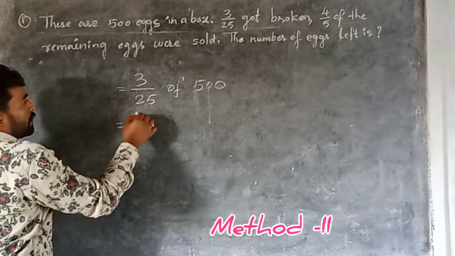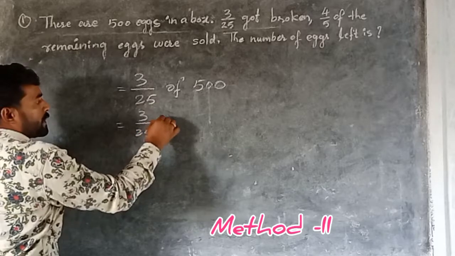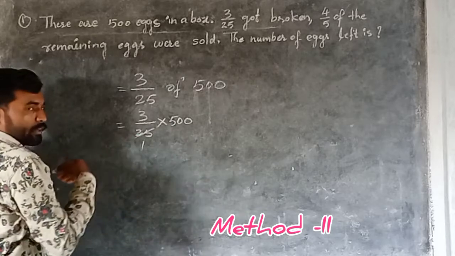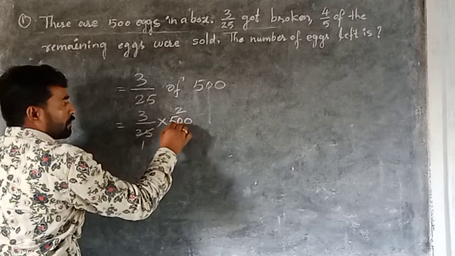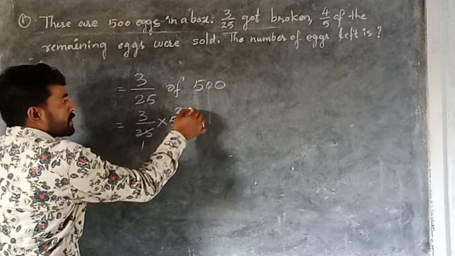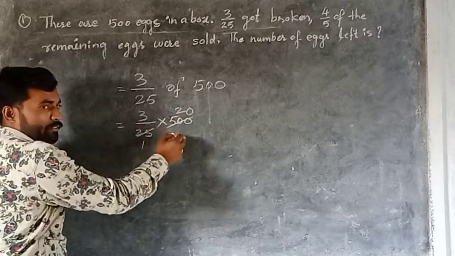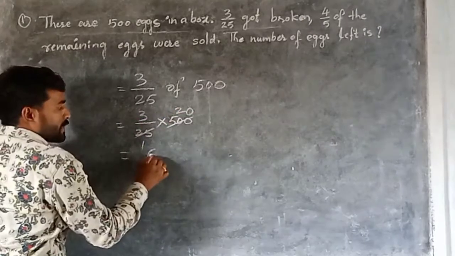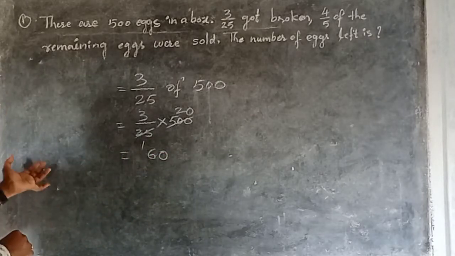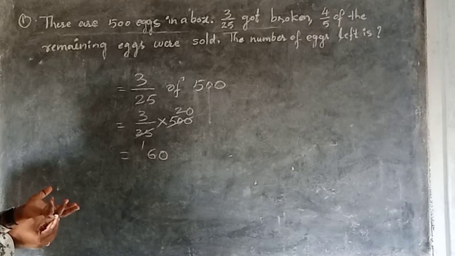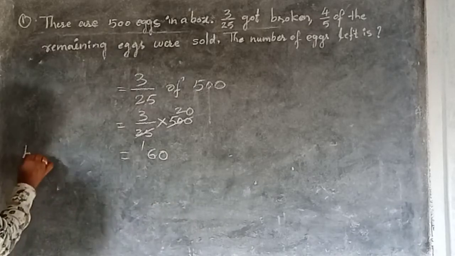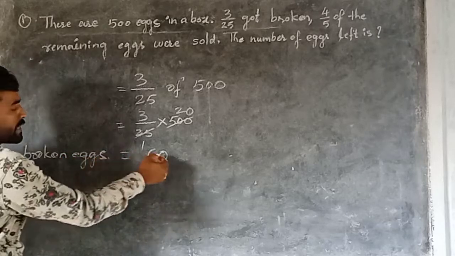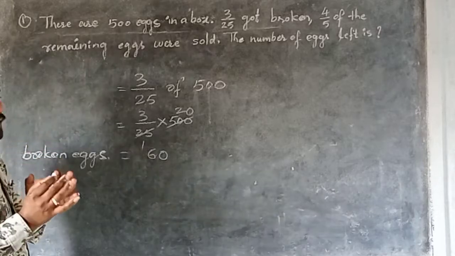Just let's do this. 3 by 25 of means into 500. Look here. 25 ones are 25. 25 twos are 50. 0, 0. That means 25 20s are 500. What do you have left? 3 into 20. 3 20s are 60. Look, 60 eggs were broken. So, broken eggs are 60. Now you want remaining eggs.